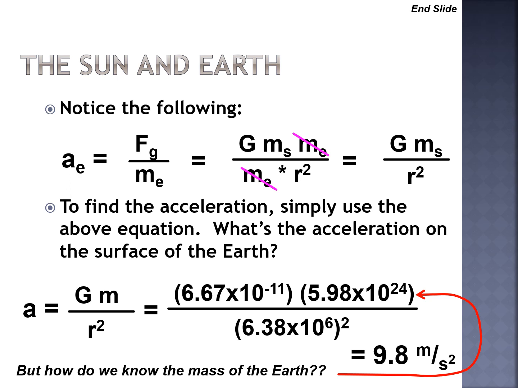But then our question comes up, well, what's the mass of the Earth? 5.98 times 10 to the 24th? How do we know that? How do we know the mass of the Earth based on this? And that's the next question we're going to answer.